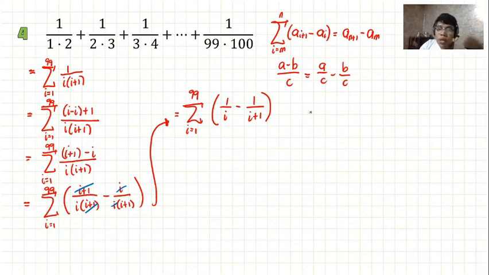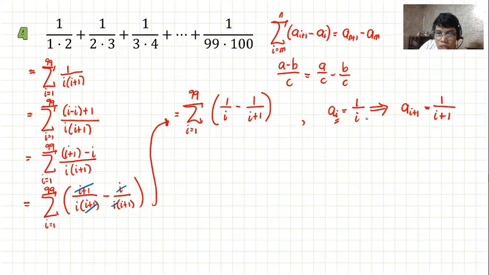Okay. Now, if my A sub I is equal to 1 over I, it will follow that A sub I plus 1 is equal to 1 over I plus 1. Okay, I just replace I by I plus 1 para makita ko to. Right? Now, from that, I can have this 1 as A sub I at ito A sub I plus 1. Are they the same na sa telescoping sum? Hindi pa. Dapat ma-rearrange yan. Dapat si A sub I plus 1 yung nauna kesa sa A sub I.